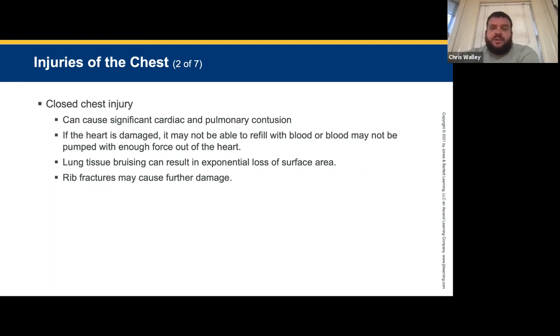All right. Lung tissue injury can result in an extensive loss of surface area. This leads to a decrease in oxygen and carbon dioxide exchange, and can cause a hypoxic or hypercarbic state. Rib fractures are common in these. We know that seat belts can cause those. A lot of broken ribs come from just about anything. With a blunt force injury, you're not going to see the wound, because this is talking about closed chest injuries. And they can rapidly revert into hypovolemic shock from that state.